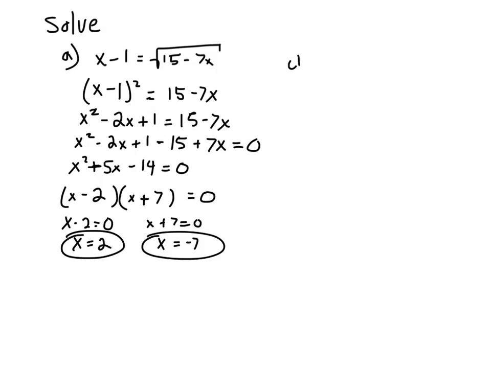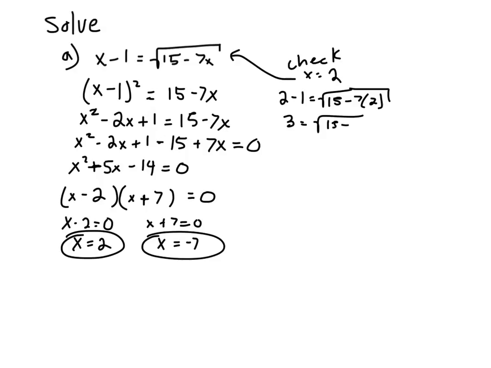So first, over here, I'm going to do the check for x equals 2. I'm going to use this top equation to check it, okay? So I'm going to plug in 2 for x. So 2 minus 1 equals the square root of 15 minus 7 times 2. Sorry, 2 minus 1 is not 3. 2 minus 1 is 1, right? And the square root of 15 minus 14 is the square root of 1. So 1 equals square root of 1. 1 equals 1. Checked out.